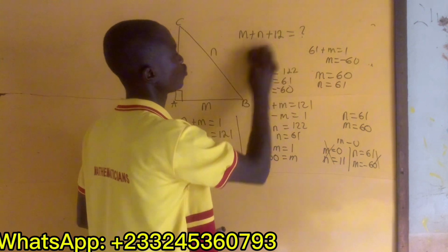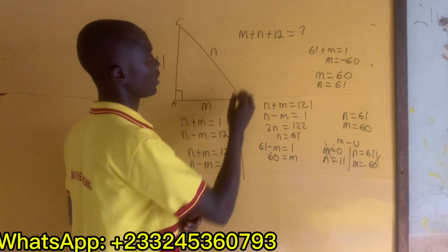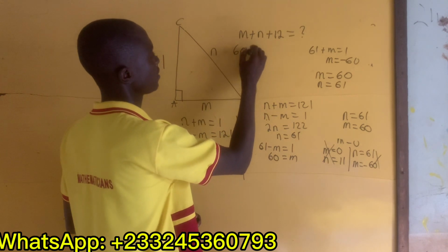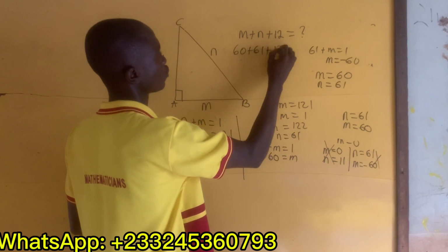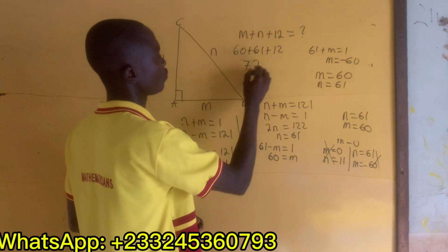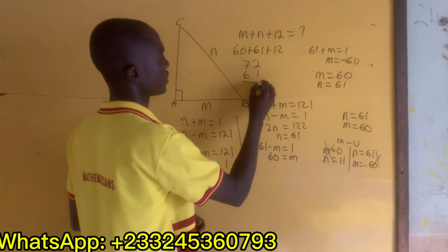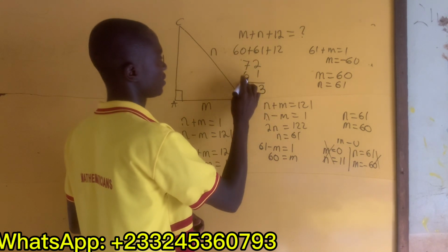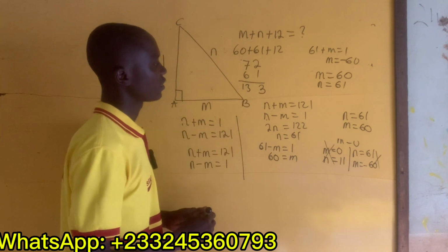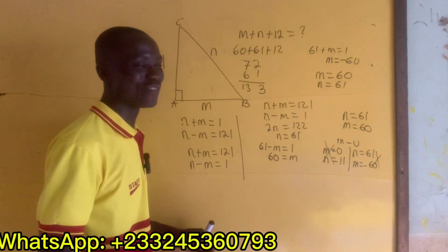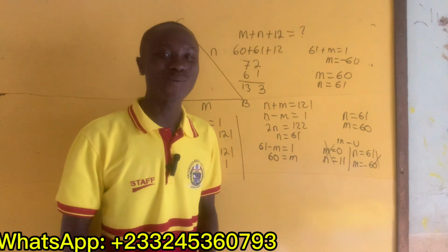Now, we are good to go. So we have 60 plus 61 plus 12. That is 72 plus 61. 2 plus 1 is 3, and 7 plus 6 is 13. So that is 133.